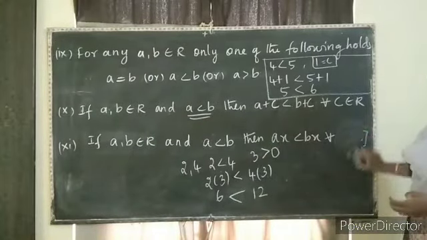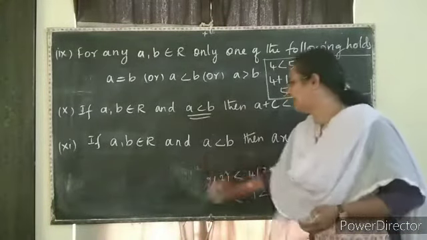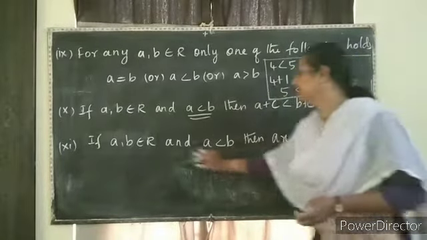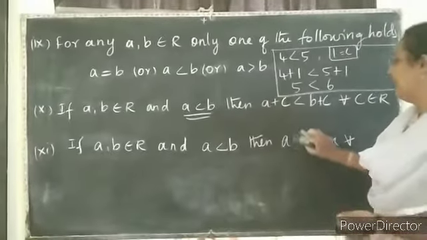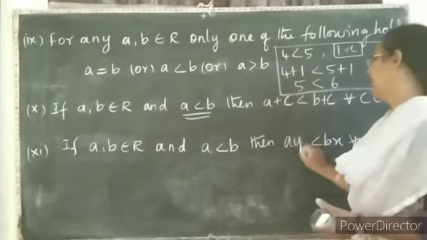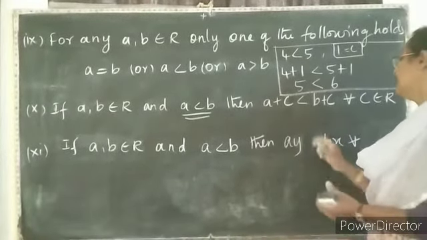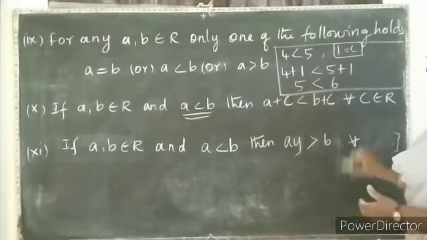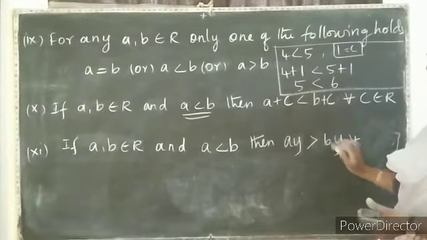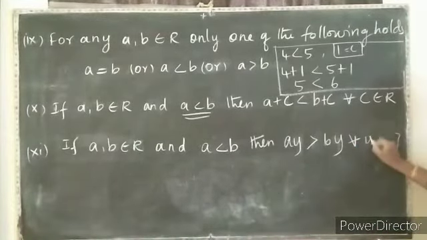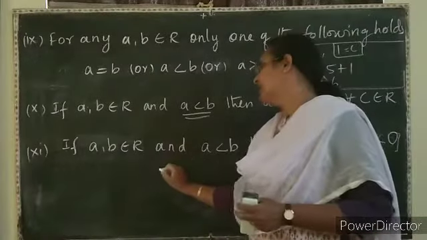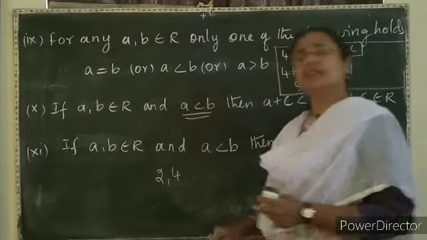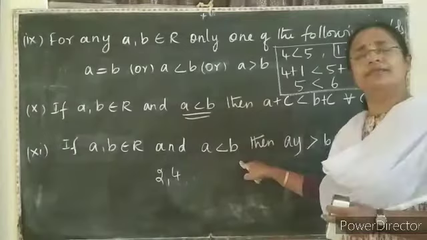That is your next subdivision, the 12th property. So here if a is less than b, then ay will be greater than by for all y less than 0. For all y less than 0. Now let's discuss the same thing. Shall we take 2 comma 4? 2 is less than 4, isn't it?